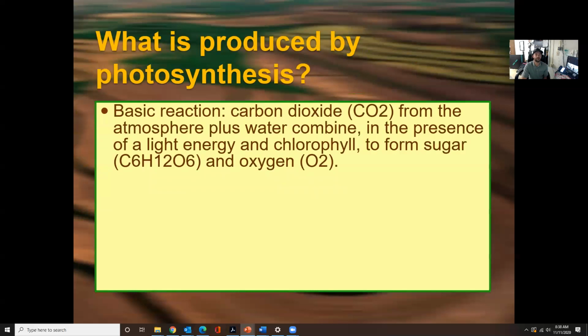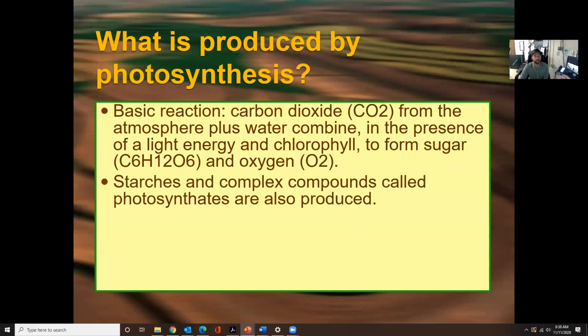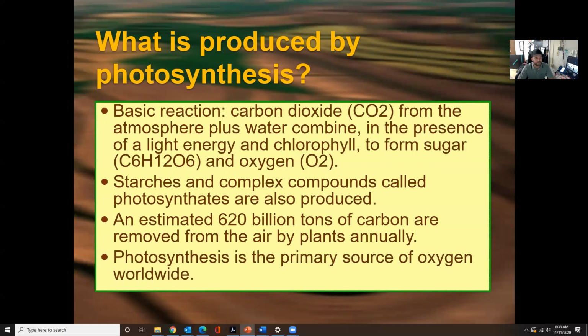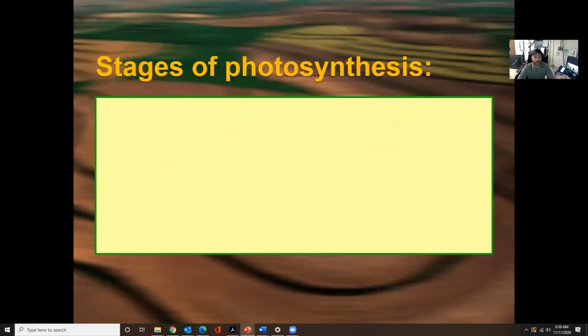So what is the byproduct of this? The basic reaction is carbon dioxide from the atmosphere plus water combined in the presence of light energy and chlorophyll to form sugar and oxygen. So starches and complex compounds called photosynthates are also produced. An estimated 620 billion tons of carbon are removed from the air by plants annually. And photosynthesis is the primary source of oxygen worldwide.